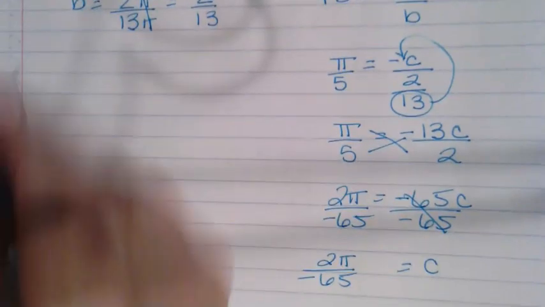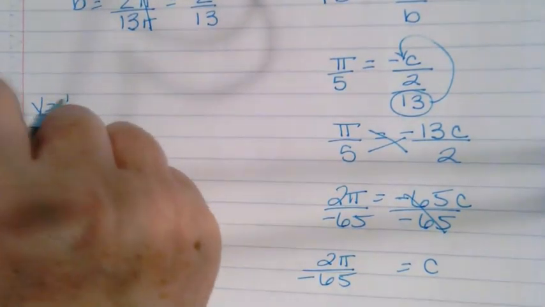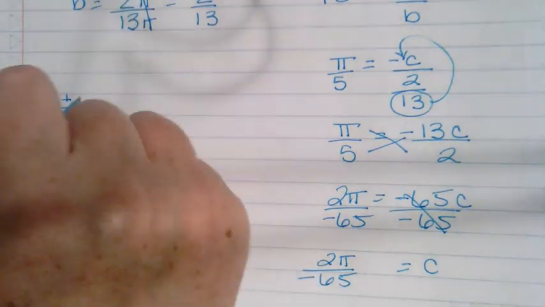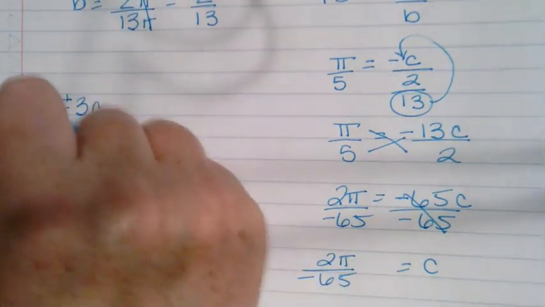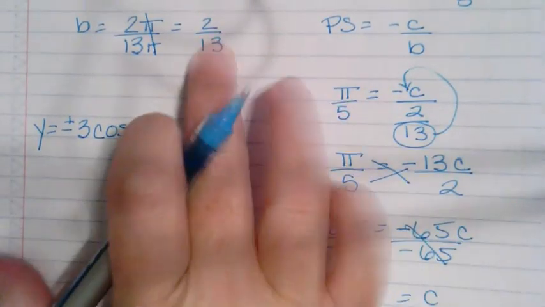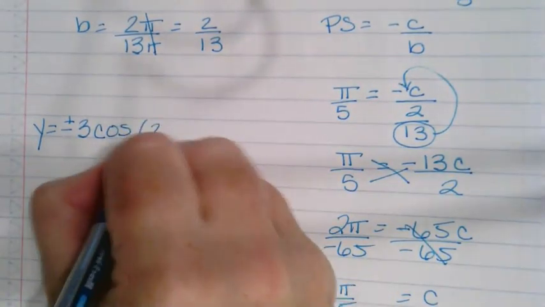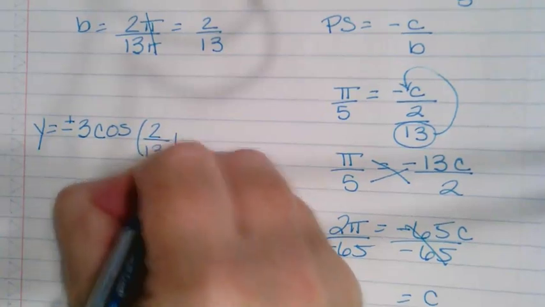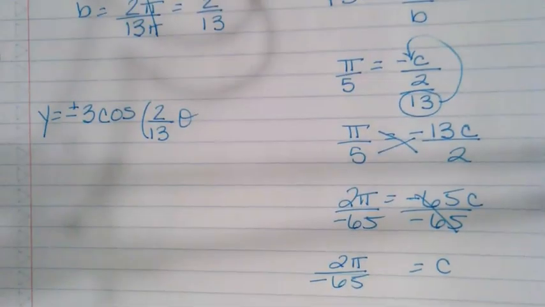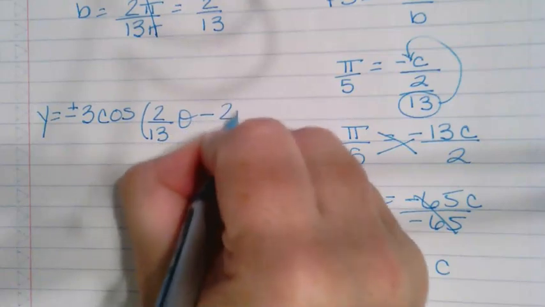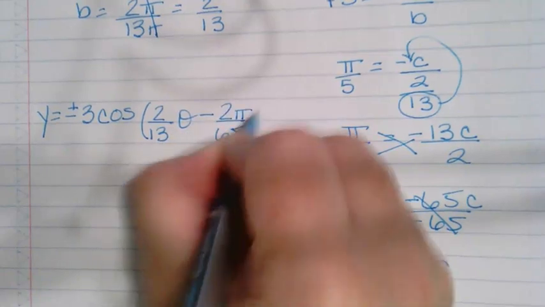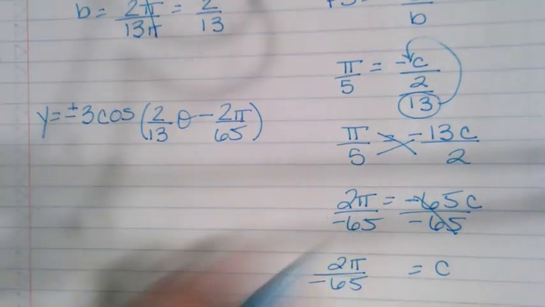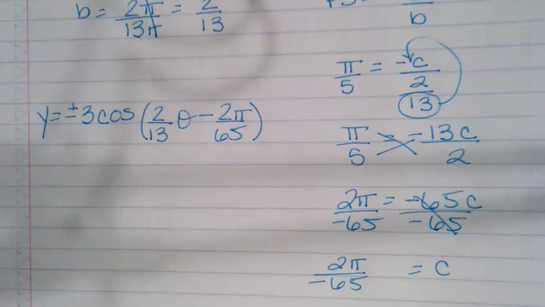Here we go. We're going to tie this bad boy together. Y equals plus or minus, amplitude is 3. They told us cosine. Go down. They just calculated B. 2 over 13 theta. Because we have a C, we need parentheses. Minus 2 pi over 65. No midline. There's my answer. I hope that helps.